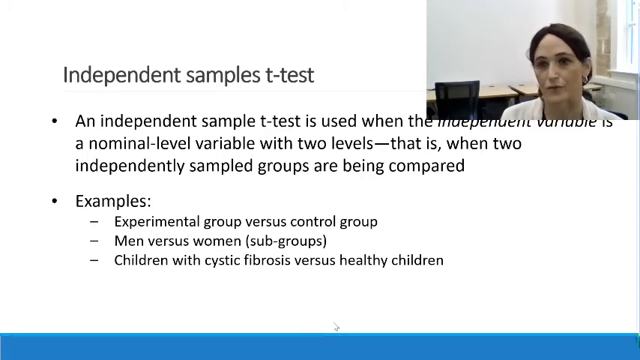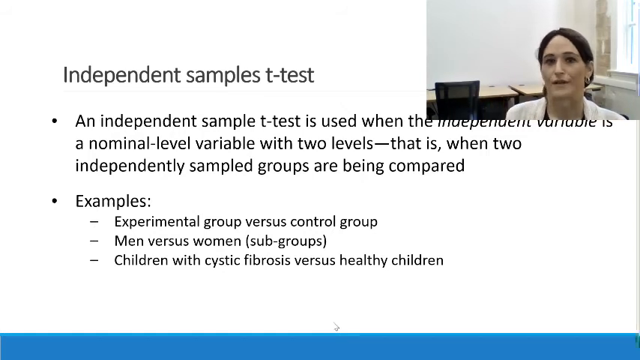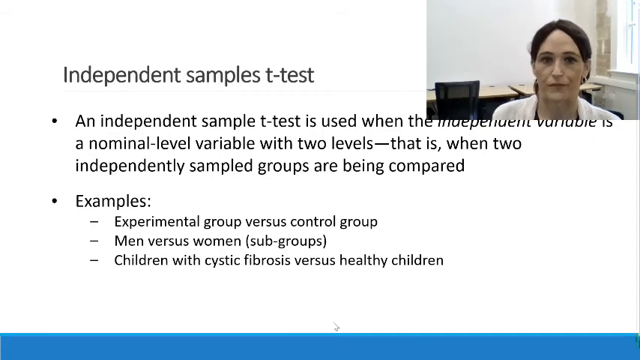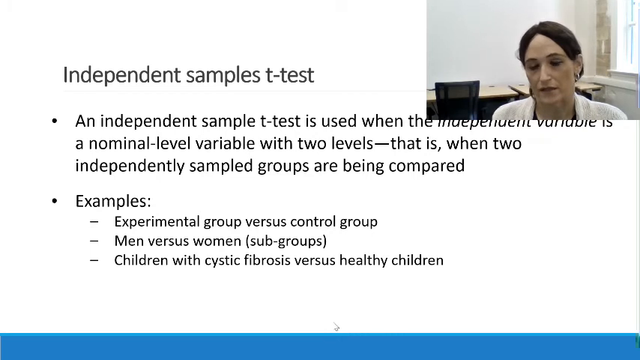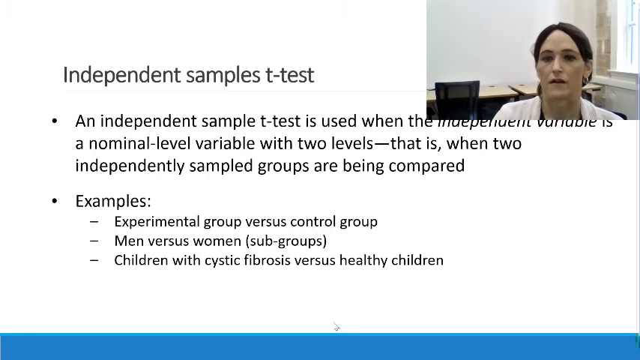So by independent groups, we mean 2 different groups. They're not the same people pre and post test, they're not from the same family, not from the same household. It's 2 separate people, 2 separate groups. We have an experimental group and a control group. It could be men versus women, it could be children with a disease like cystic fibrosis, those without. Ideally, we're using this in an experimental design, but we will do t-tests for other designs as well. But it was really designed for randomized studies.